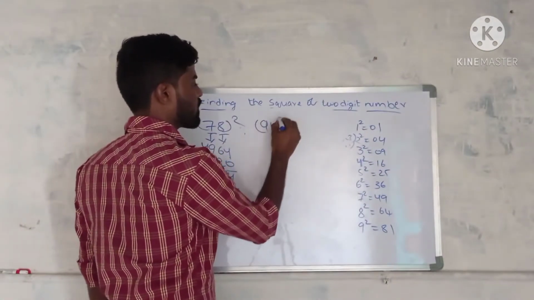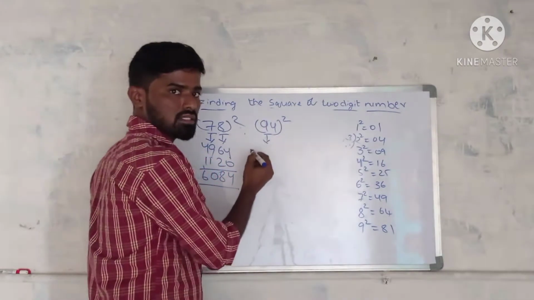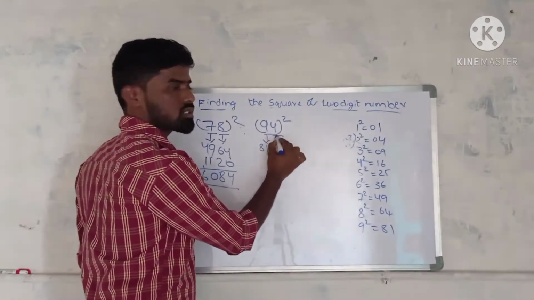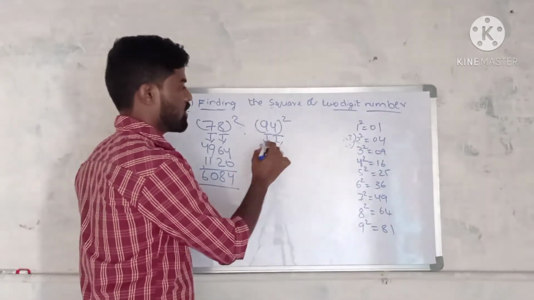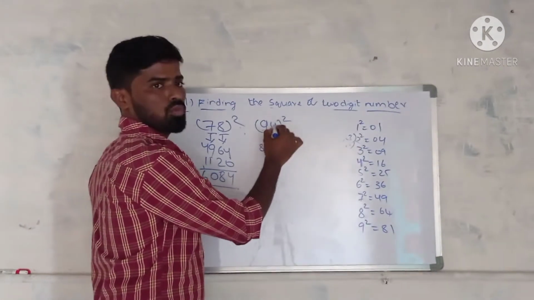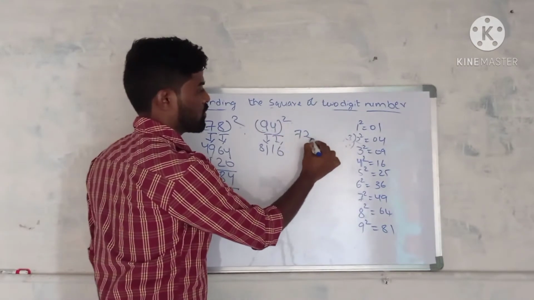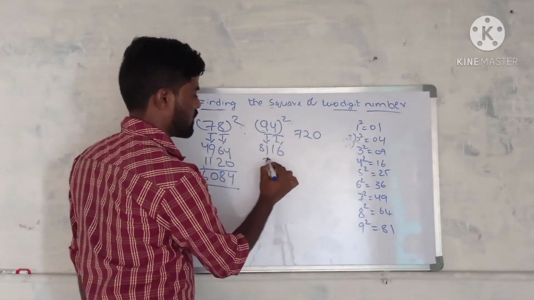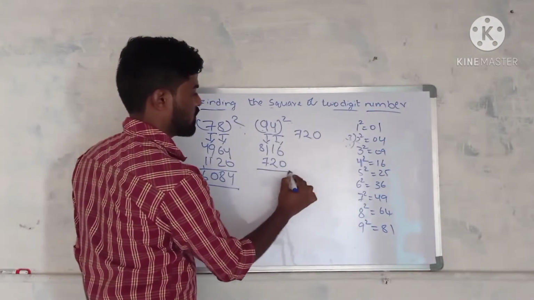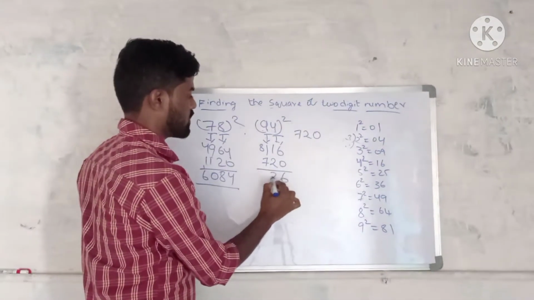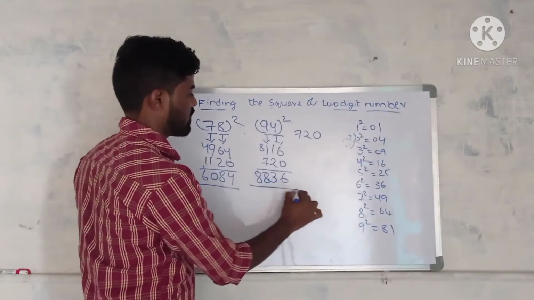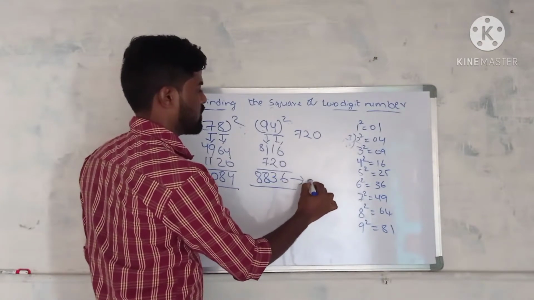94 square. 9 square 81, 4 square 16, 9 into 4, 36, 36 into 2, 72. Keep 0 at the end. Square.